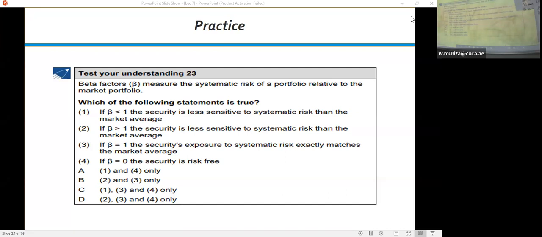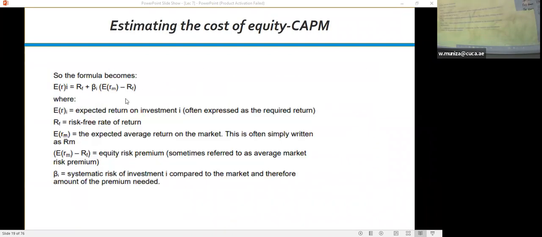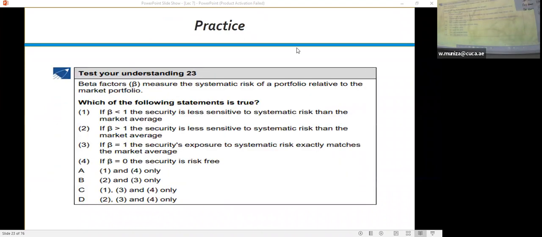If beta is equal to one, the security's exposure to systematic risk exactly matches the market average. This is true. If beta is equal to zero, the security is risk-free. Yes, this is also true. So if beta is equal to one, it means that the security exposure to systematic risk is exactly equal to the market average. And if beta is equal to zero, it means that the security is risk-free. Are you getting how it is so? If beta is equal to zero, what are we going to have then? Only the risk-free rate. So that is why this is also true. So statement number two is wrong. One, three, and four are the right ones.